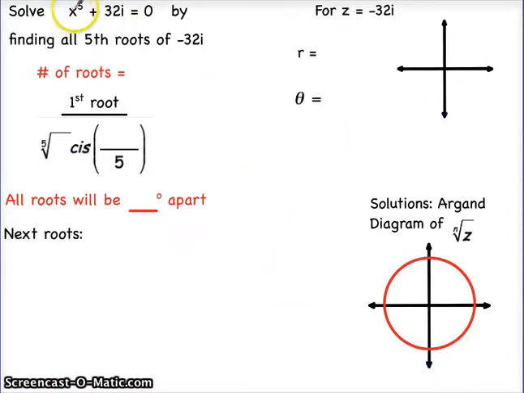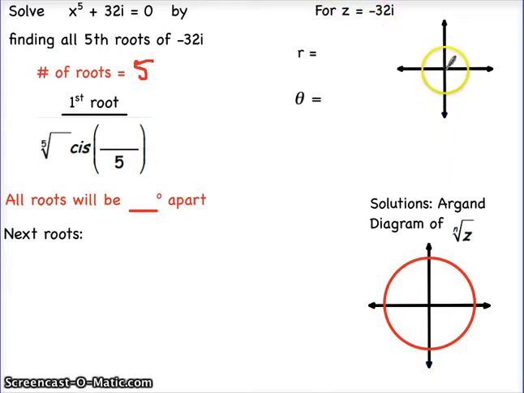Let's say we wanted to solve the equation x to the 5th plus 32i equals 0 by finding all fifth roots of negative 32i. We would subtract our 32i over to the right side, and we would want to find all fifth roots of negative 32i. Well, first of all, if we're going to find fifth roots, there should be 5 of them. If you remember answers to polynomials, x to the 5th means I have 5 complex roots.